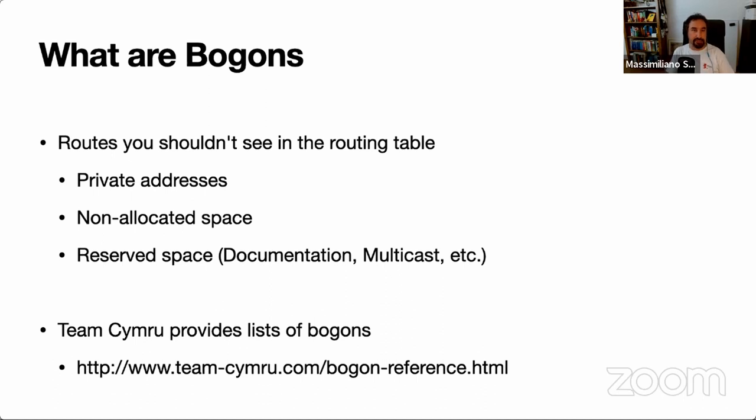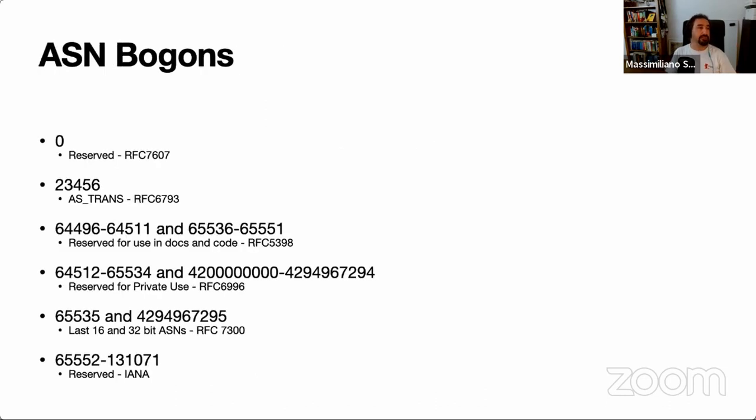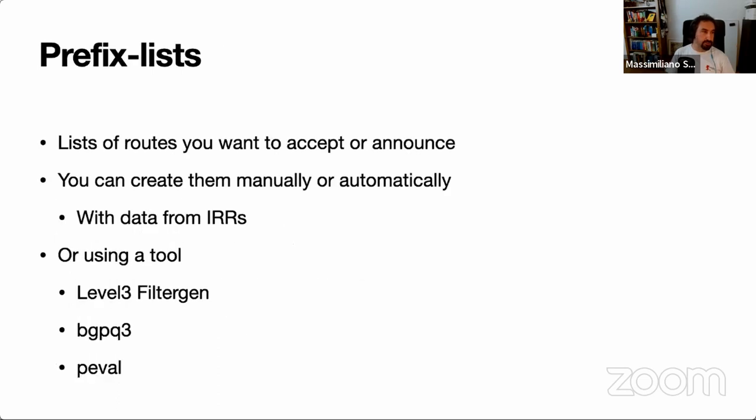I usually spend some time showing the file and everything. We don't have time tonight. Then there are ASN bogons that I've already mentioned, the transition ASN, the reserved ASNs, ASNs for private use, and so on. And then you have prefix lists.